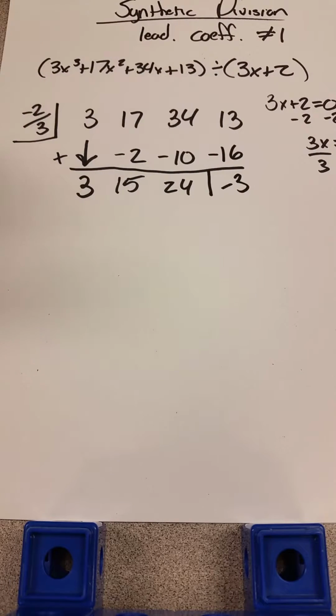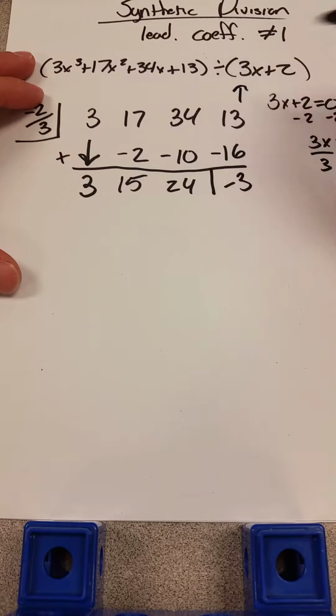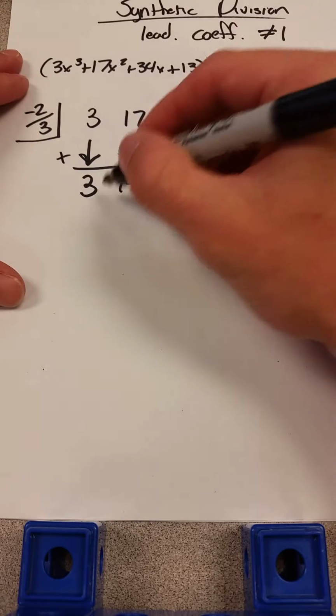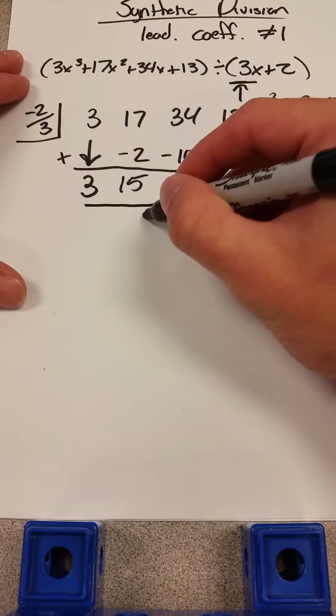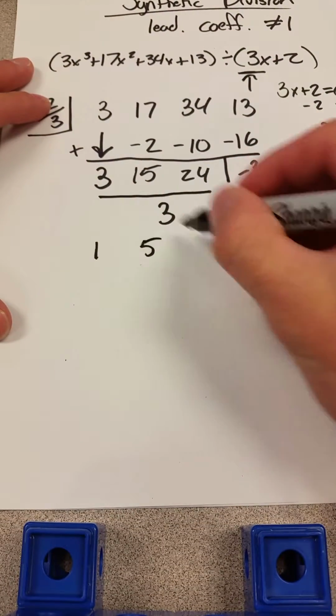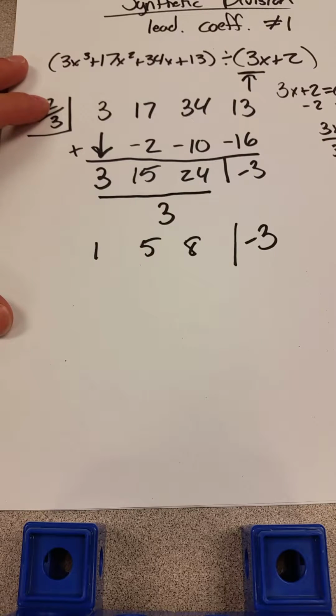Now, this is where you have to do one additional step. So this is the only place that the process actually changes. Your leading coefficient was 3. Okay, this is the number that I'm looking at here. You need to divide everything except the remainder by 3. So that gives me a 1, a 5, an 8, and then negative 3 is still my remainder. So these are now the coefficients I use in my answer.